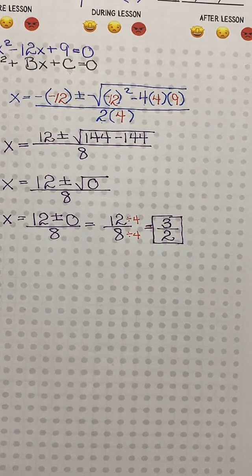Why is root 0 equal to 0? Anything 0 squared, that's 0 times 0, that will give you 0.